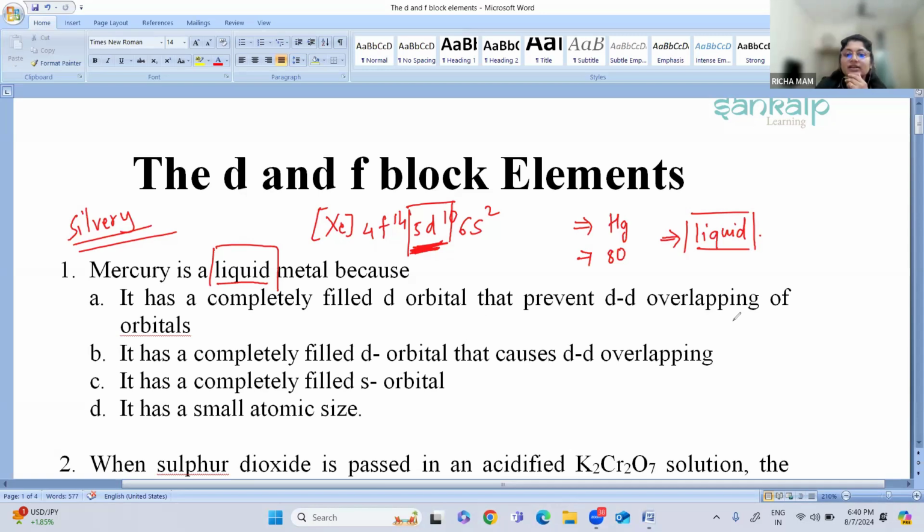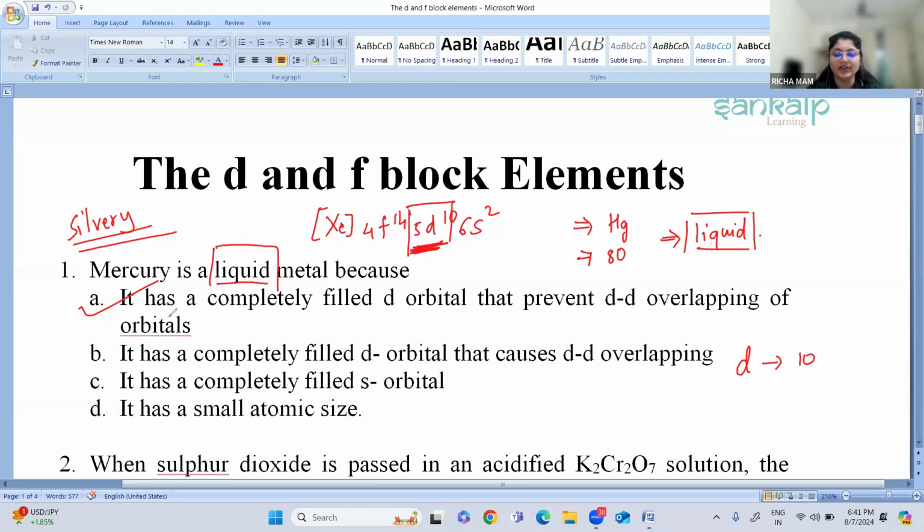But here you can see in the d orbitals, the maximum number of electrons which can be filled is 10, and already 10 electrons are filled. So why is it liquid in state? Because it has a completely filled d orbital. So A is the answer. So whoever has answered A, that is the answer.